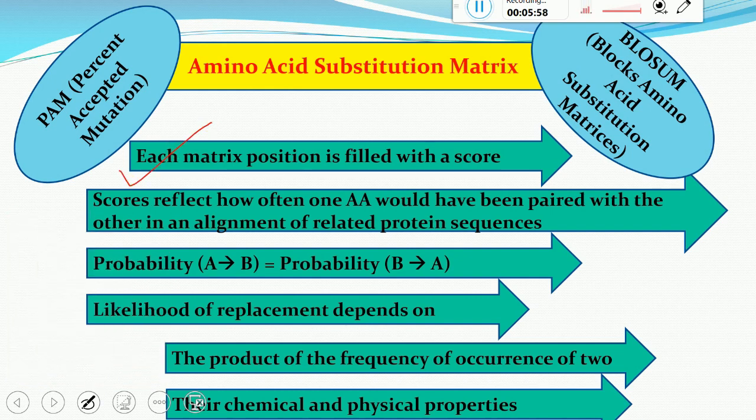The score reflects how often one amino acid would have been paired with the other in an alignment of related protein sequences. The probability of A changing to B is equal to the probability of B changing to A, where A and B are two amino acids. The likelihood of replacement of two amino acids in a protein sequence depends upon the product of the frequency of their occurrence and their chemical and physical properties. As I said on the previous slide, there is a higher probability of a charged amino acid being replaced by a charged amino acid than by an uncharged amino acid.